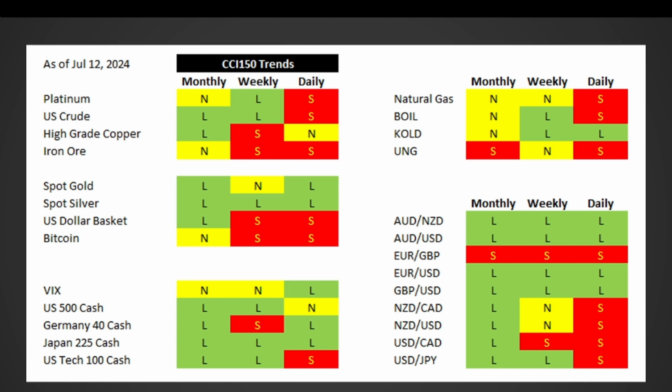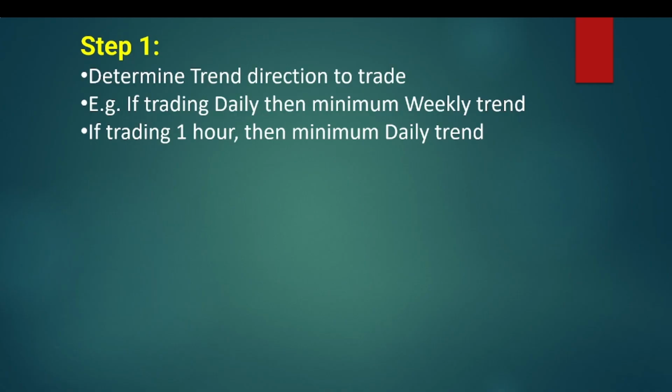We look at the CCI 150 for bullish or bearish momentum. And you can see here in the middle table you've got gold, silver, US dollar, and Bitcoin. It's predominantly bullish on the monthly trends and a bit of a mixed signal on the weekly. And we've got bullish movement on the gold and silver on the daily and bearish on US dollar and Bitcoin on the daily.